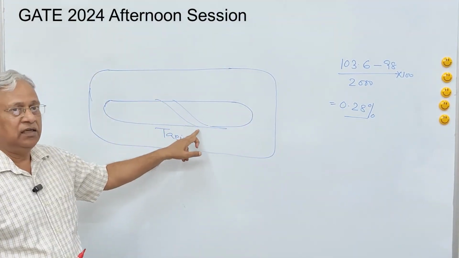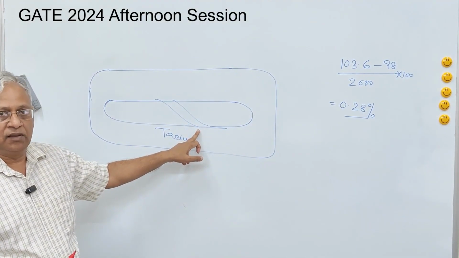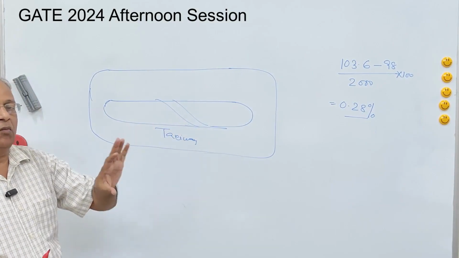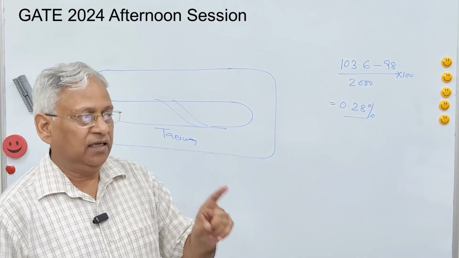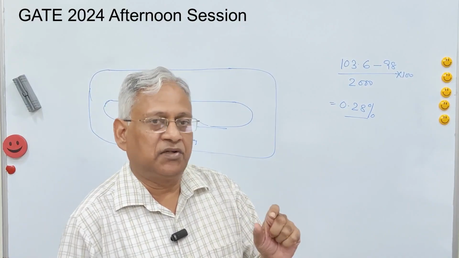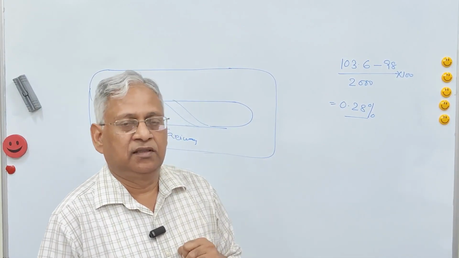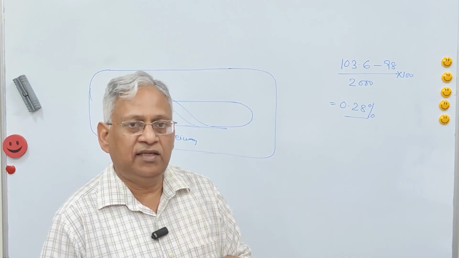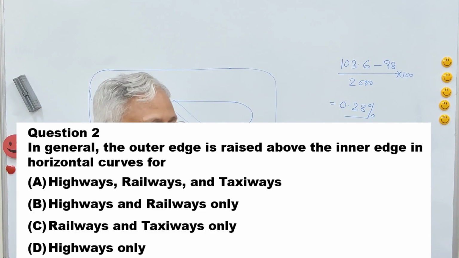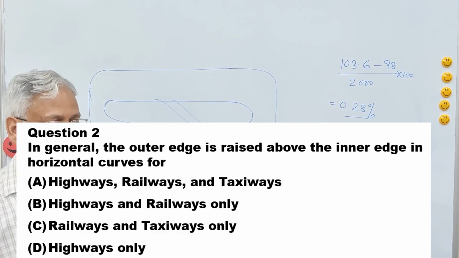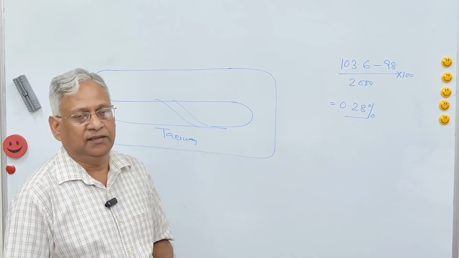Exit taxiways are provided with curves, horizontal curves, but taxiway is not provided with horizontal curve, and therefore this superelevation, which is basically raising of outer edge with respect to inner edge, is only in case of highways and in case of railways. So here the option B is correct, highways and railways only.